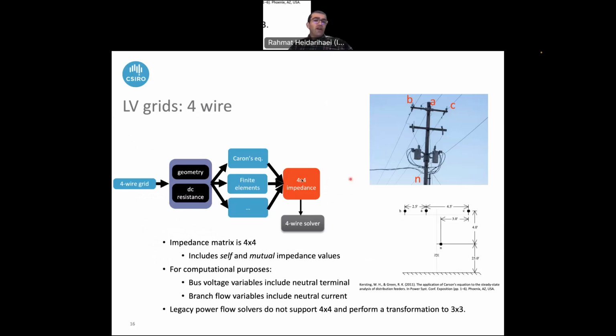So as I said, for four-wire networks, if we have geometry and DC resistance, we can use Carson's equations or finite element to derive the 4x4 impedance model or impedance matrix, which includes self and mutual impedance values. Then we can give this model to the four-wire solver, which then includes bus voltage variables with the neutral terminal and also branch flow variables with neutral current.